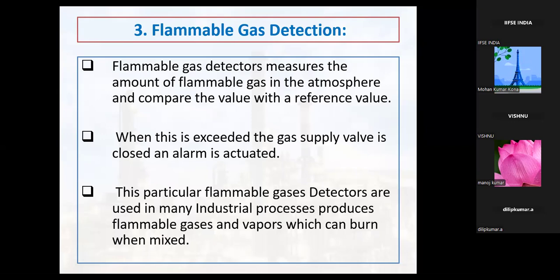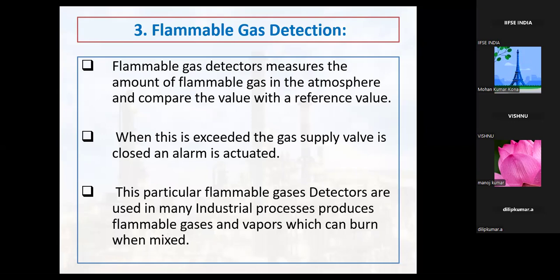Here, the reference value is one that the company that manufactures this particular type of detector has set. The device calibrates and tells whether the gas leak, or the gas in the atmosphere, is more than the reference value. When this is exceeded, the gas supply valve activates. That is, it gives the alarm, and if required, the valve is automatically activated.